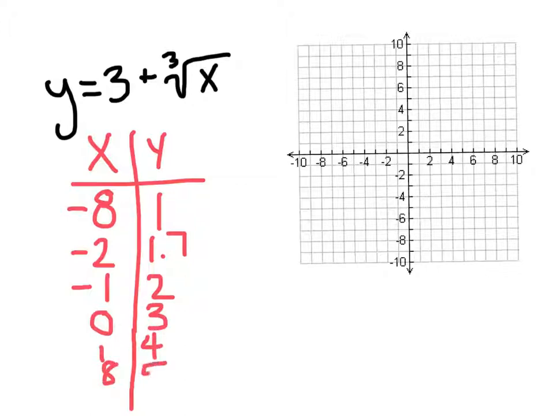Again, a lot of these are now clean numbers. So -8, 1, -2, 1.7, -1, 2, 0, 3, 1, 4, and 8, 5. Okay, and the great thing about the graphing calculator is you can take a look and see, okay, this is obviously not going to end up looking like this.